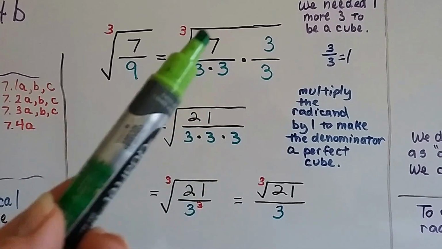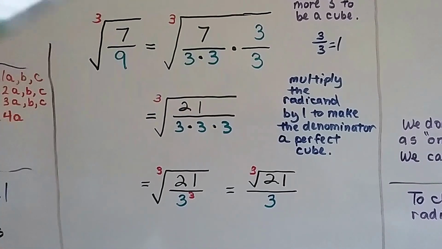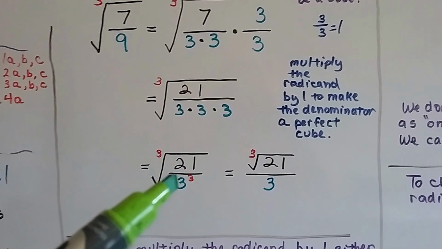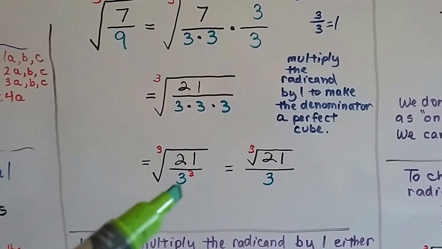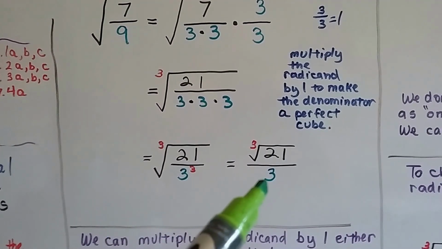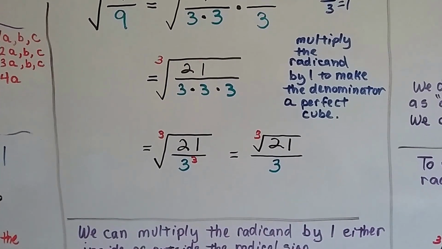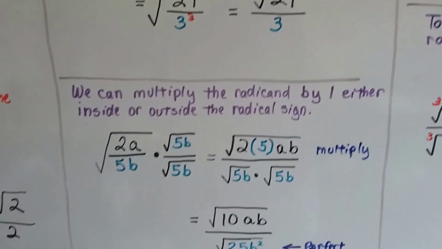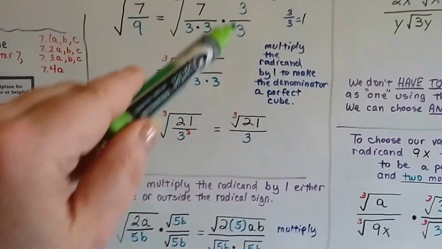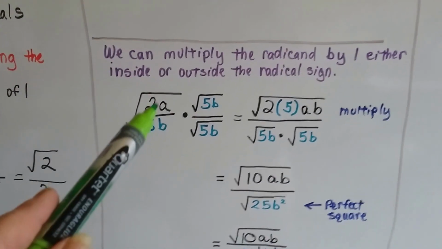See? 7 times 3 is 21. We multiply the radicand by that 1, the 3 over 3, to make the denominator a perfect cube. Now we've got the cube root of 21 over 3 cubed. See? That removes the radical sign from under the fraction bar. See? We can multiply the radicand by a 1 either inside or outside the radical sign. So if you saw up here, I multiplied it inside the radical sign. See? We can also split it up so that they're separate.